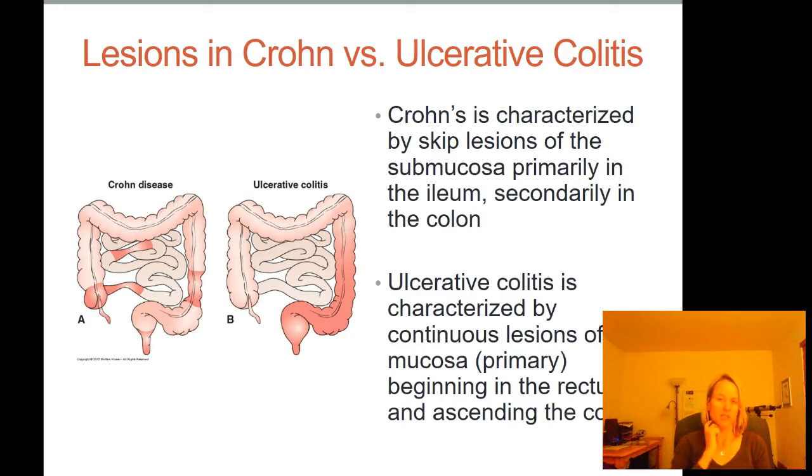Let's compare the lesions in Crohn's versus ulcerative colitis. So remember, Crohn's disease is characterized by skip lesions that occur in the submucosa, primarily in the ileum and then secondarily in the colon. Ulcerative colitis is characterized by continuous lesions that start in the rectum and ascend the colon.